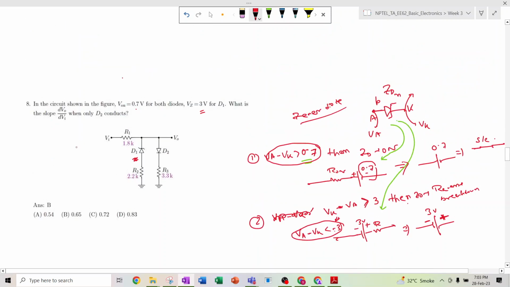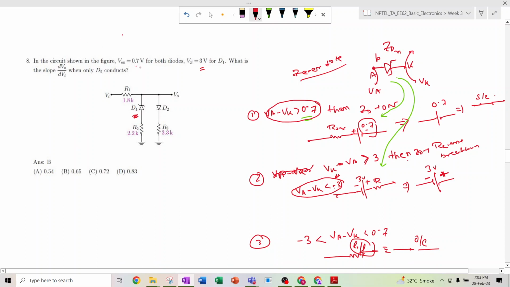In this question it is given that V on is 0.7 volt. That means this diode, when on, offers 0.7 volt, and this Zener diode D1, when it is on, also offers the same 0.7 volt. For this particular Zener diode, it has a separate operating region, which is 3 volt. So what is the slope of VO versus VI, that means the transfer characteristic, when only D2 conducts?